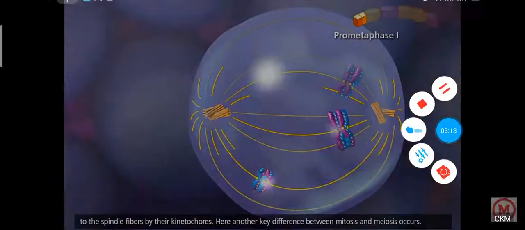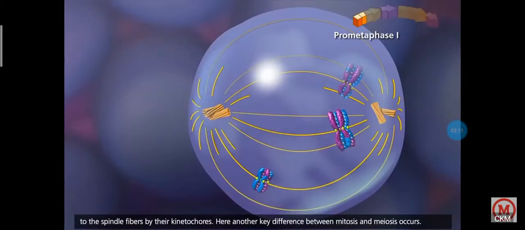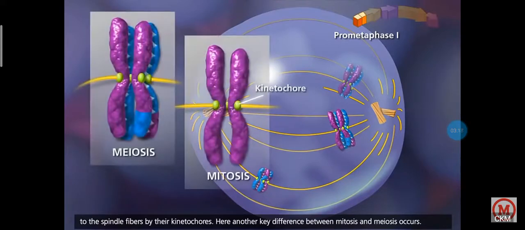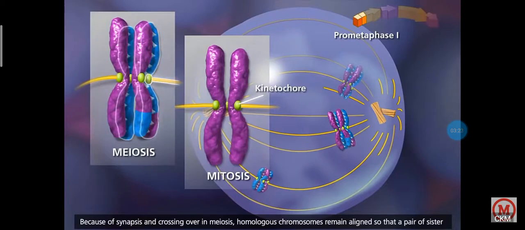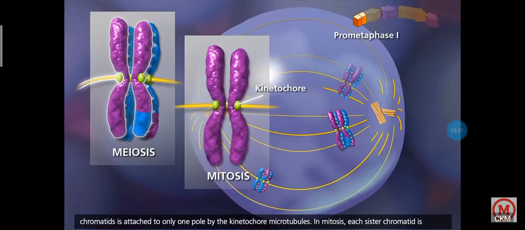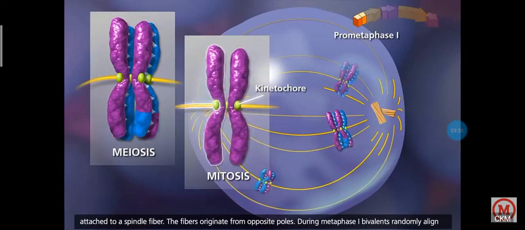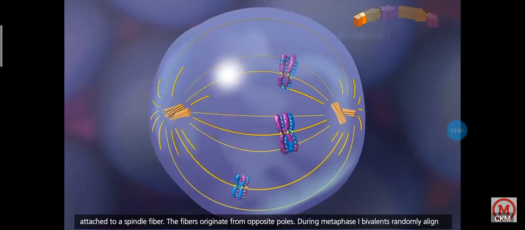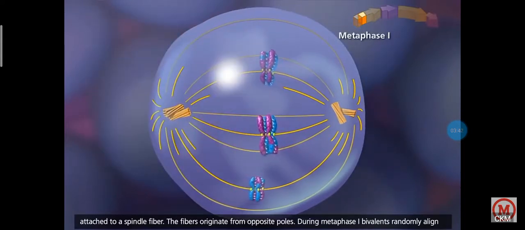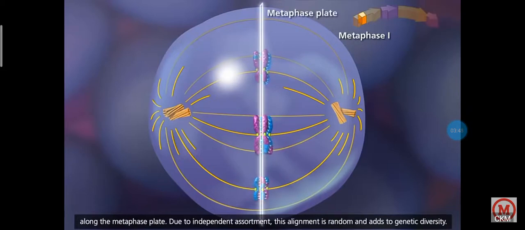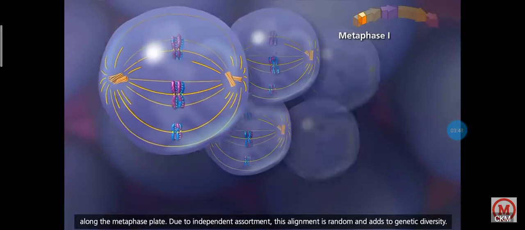Now slowly and gradually, after the attaching of the spindle fibers to the kinetochore proteins of the bivalent, they are going to move toward the center of the cell, the equator of the cell. And when they arrange themselves at the equator of the cell, that will be known as the metaphase plate. Each spindle fiber is going to attach to the kinetochore protein of the bivalent chromosome. After arranging themselves in the center, that will be known as a metaphase plate.